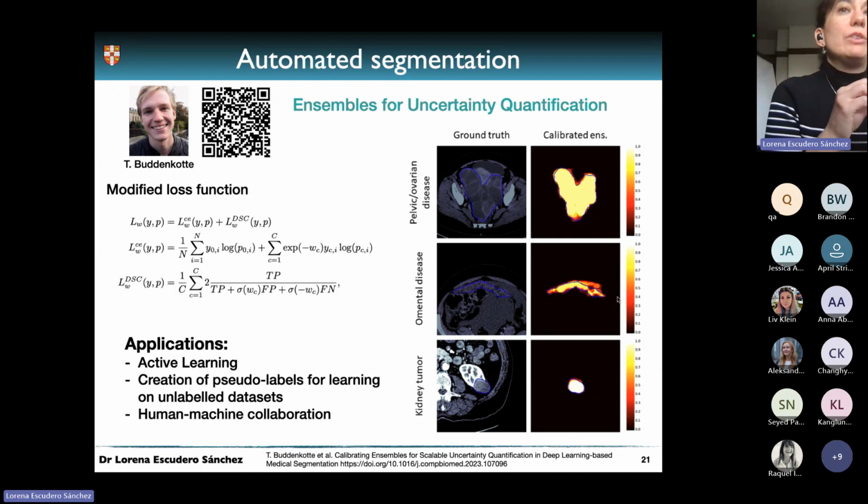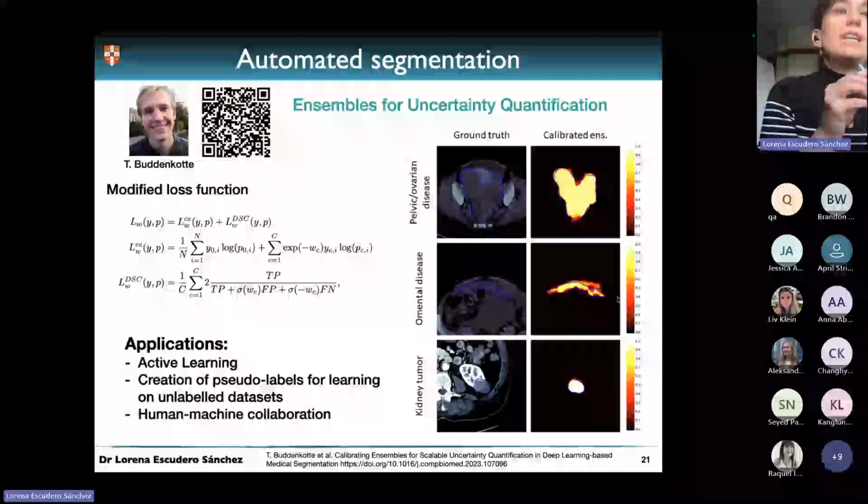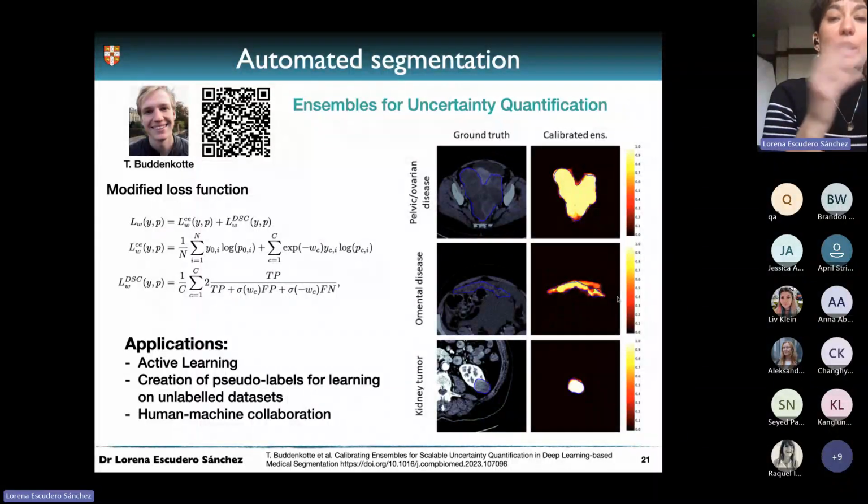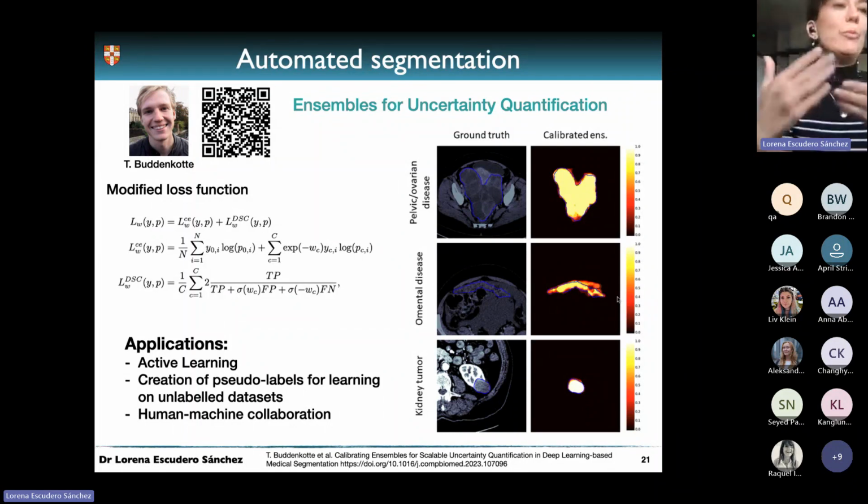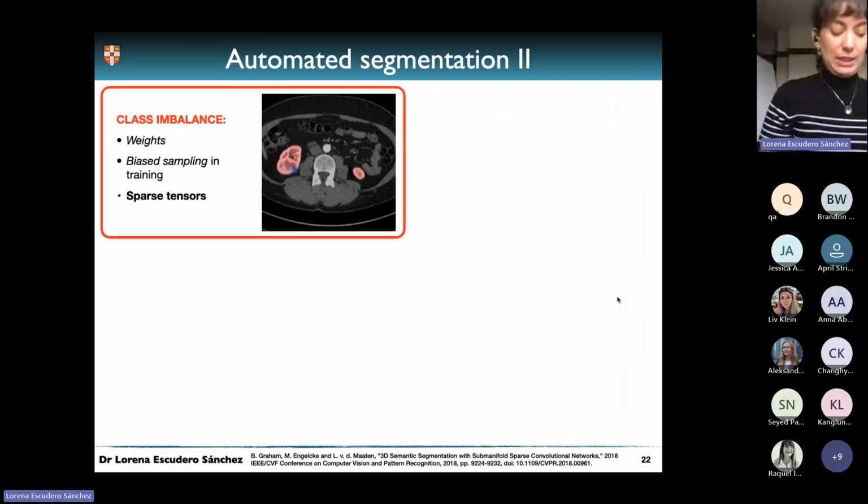We were thinking about this would be a way in which we could create pseudo labels, for example, if we have unlabeled data sets, and to generate more training examples. And even we were exploring the idea of using this as a baseline segmentation for training other radiologists to do the segmentations that we need manually in the future. So it's a very interesting work that Thomas did there.